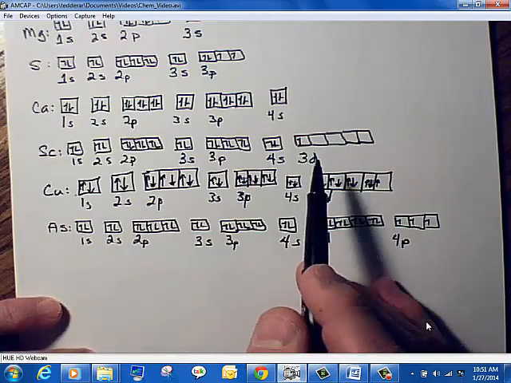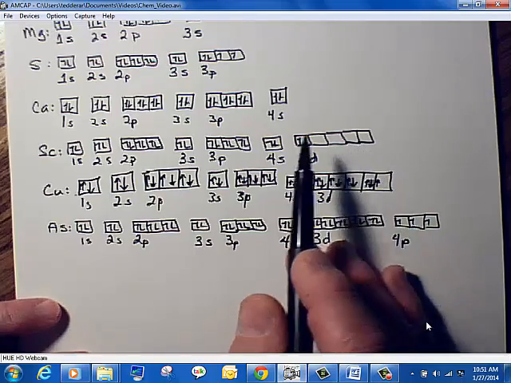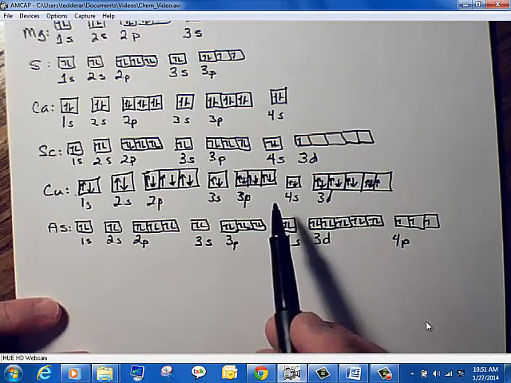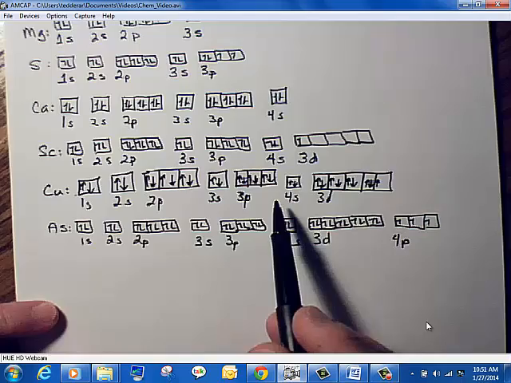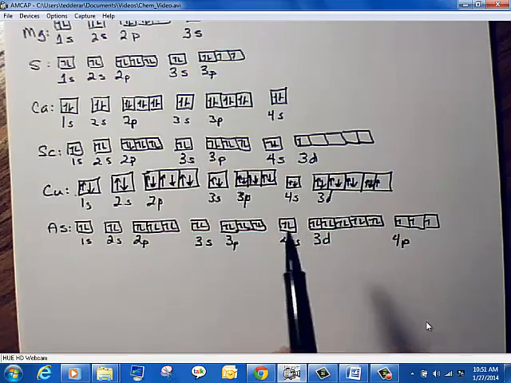So even in the d sublevel regions, you're going to put 1 in each box, and then go back if necessary and pair them up. Yeah, good. That's the best kind of answer.